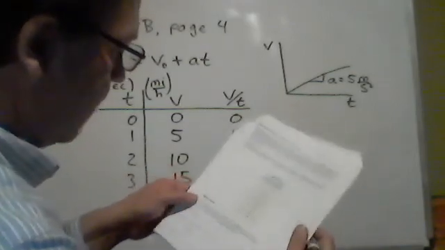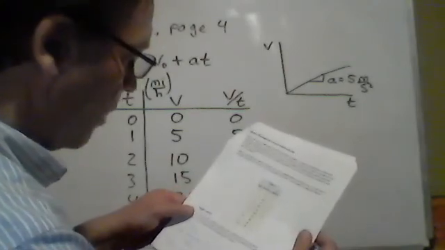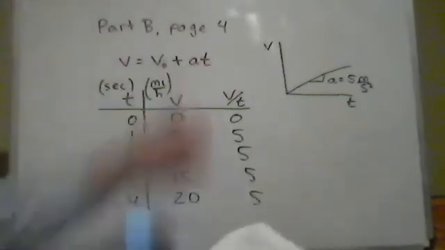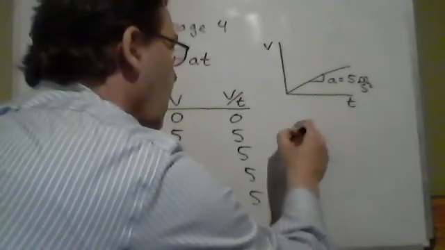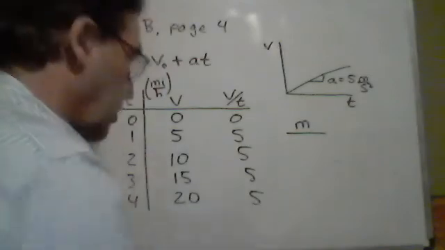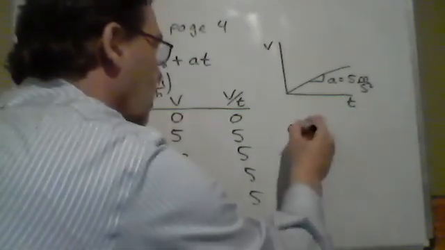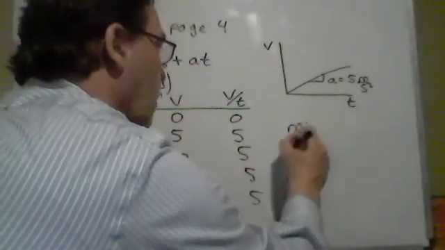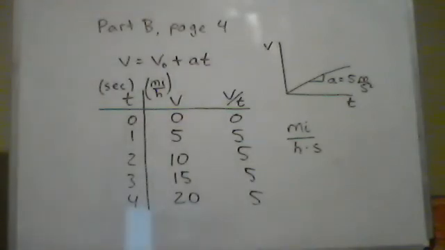Part B, query 1. What units would you express acceleration in this example? Well, it wouldn't be meters per second squared. It would actually be miles per hour per second. That's what you actually have here.